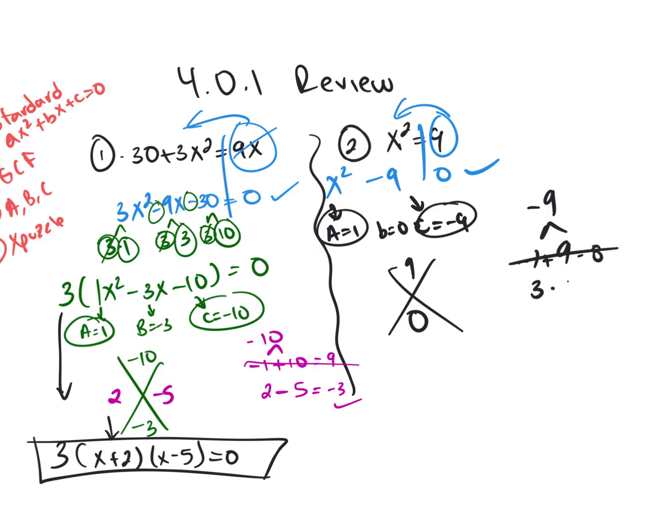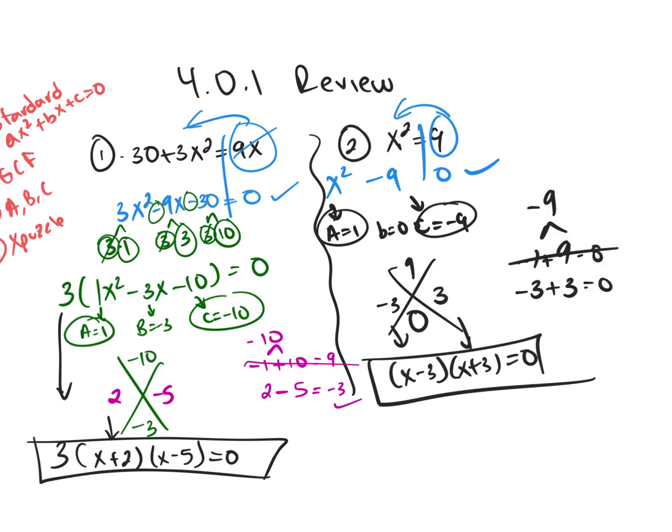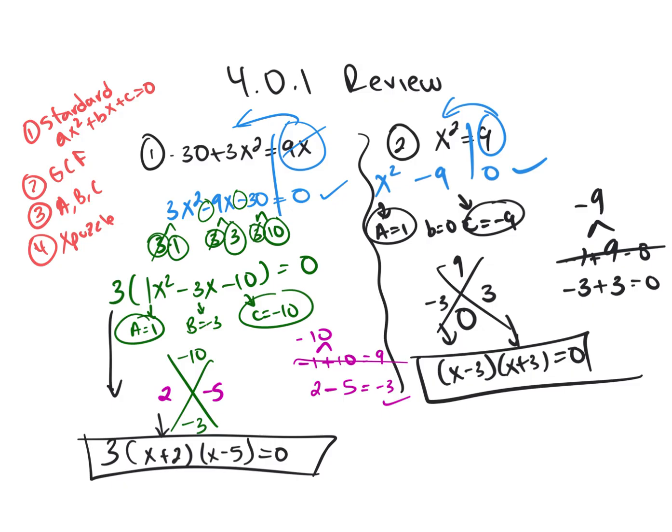Let's try 3 and 3. It's the same number. It doesn't matter which one I make negative. And look, I get 0. So there's my answer, negative 3, positive 3. I'm going to put those numbers in parentheses. Make sure my thing is equal to 0. And there's my answer, y'all. That's all that we did on day 1. Basics, over and over again, same steps over and over again.